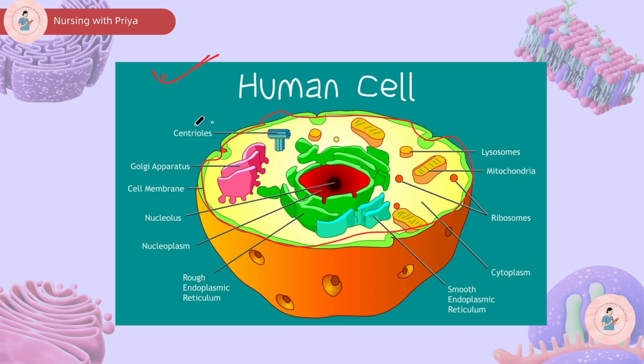Okay, there are centrioles present, Golgi apparatus, cell membrane, nucleolus, nucleoplasm. Nucleoplasm and cytoplasm we have not studied. Okay, nucleoplasm is the water or fluid which is present inside the nucleus, whereas cytoplasm is the fluid which is present inside the cell. Fine.